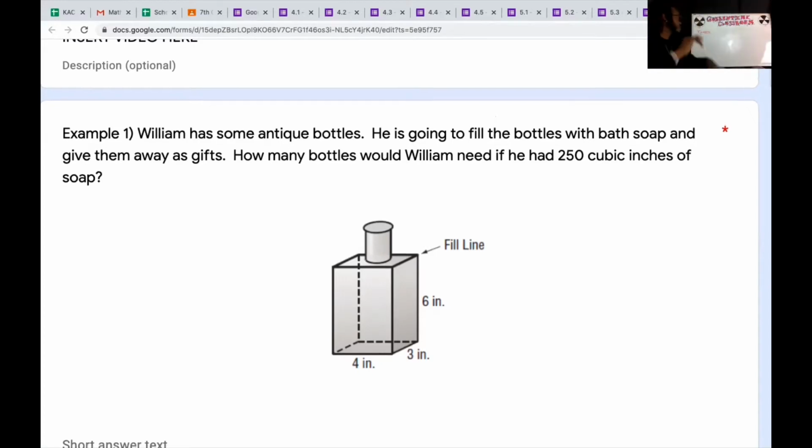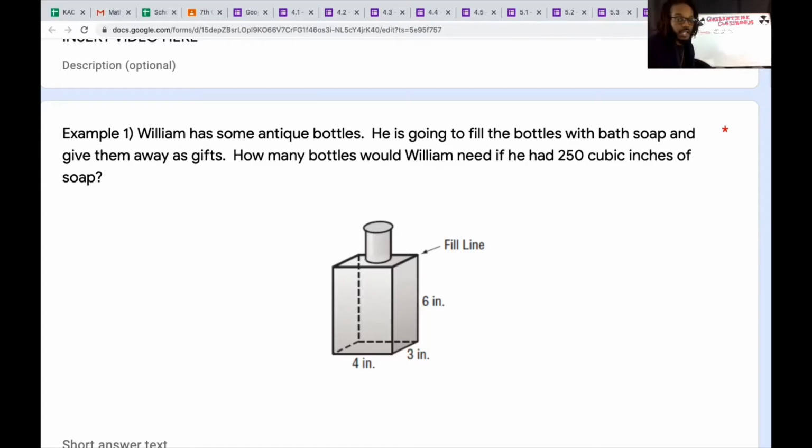So I'm gonna start off by just writing down my given information. I know that he has 250 cubic inches of soap. And we know that bottles hold a certain number of cubic inches. We can use what we do know to figure out the answer to this question.